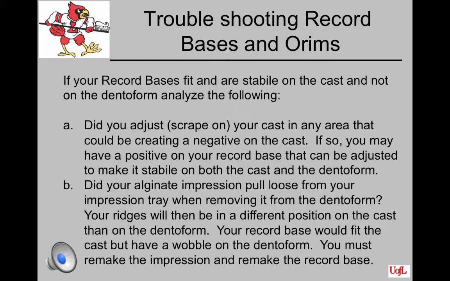Did your alginate pull loose from your impression tray when removing it from the Dentoform? Your ridges then will be in a different position on the cast than on the Dentoform. Your record base would fit the cast, but would wobble severely on the Dentoform. You would have to remake the impression and remake the record bases to get this one to work.